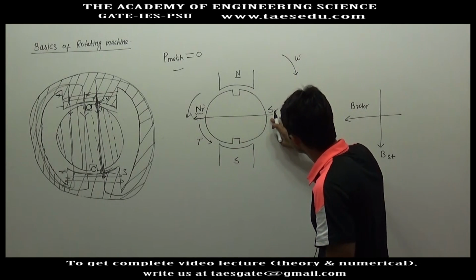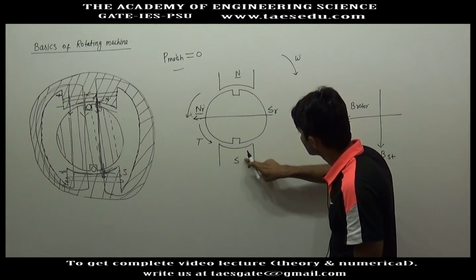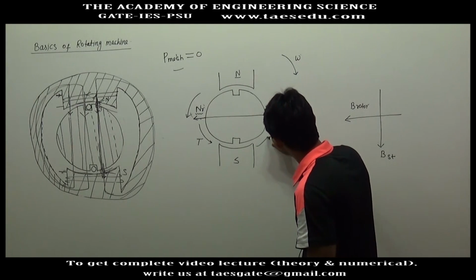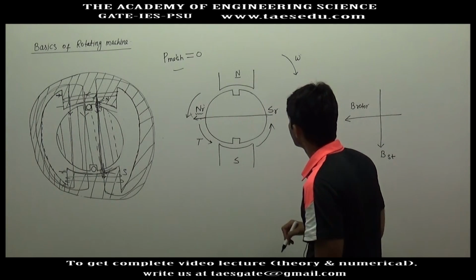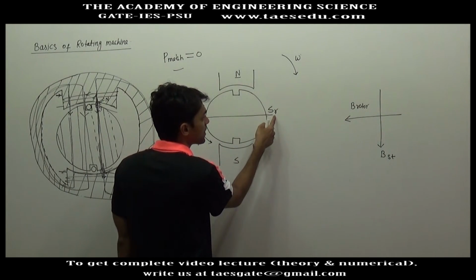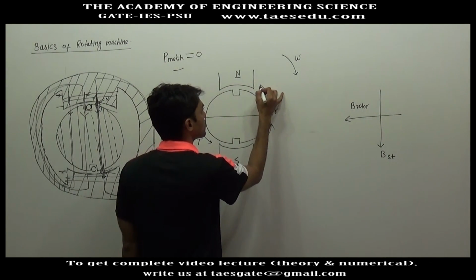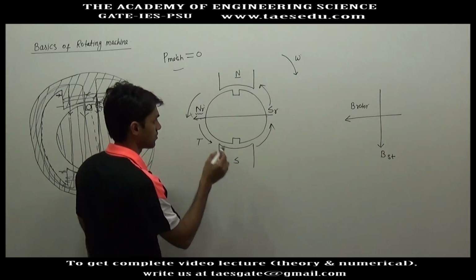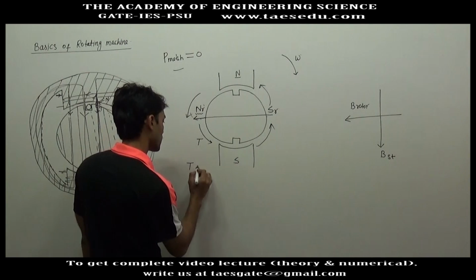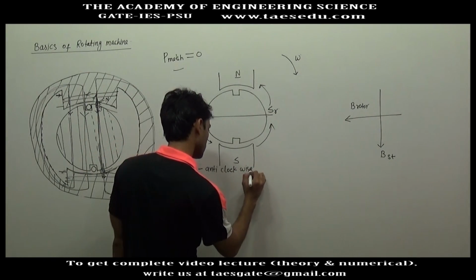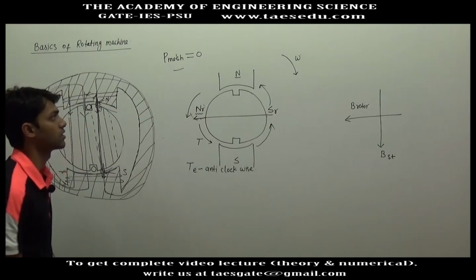What will happen to this south pole of the rotor? This south pole of the stator will repel this south pole of the rotor. So here also we have an anti-clockwise torque, and this north pole of the stator will attract the south pole of the rotor. So if you add all these torques, we will have a net torque in the anti-clockwise direction.